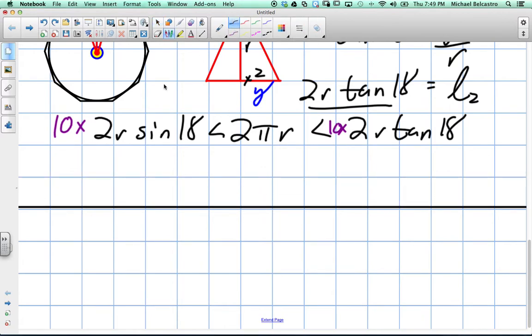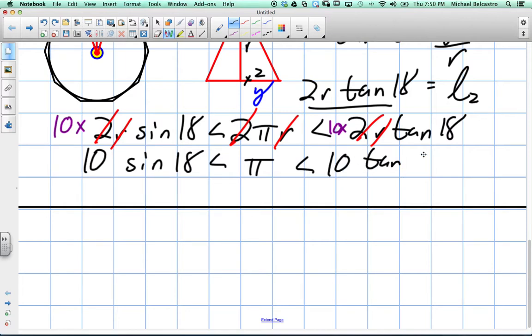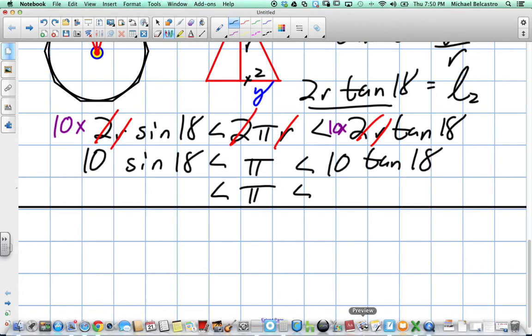So as we go to figure this out, essentially, we're going to, again, reduce this, divide by 2 and r, so that gets rid of this 2r and this 2r, which leaves us with 10 sine 18 is less than pi, and 10 tan 18 is greater than pi. Then we'll figure out those exact values, so we get a good idea with our calculator.